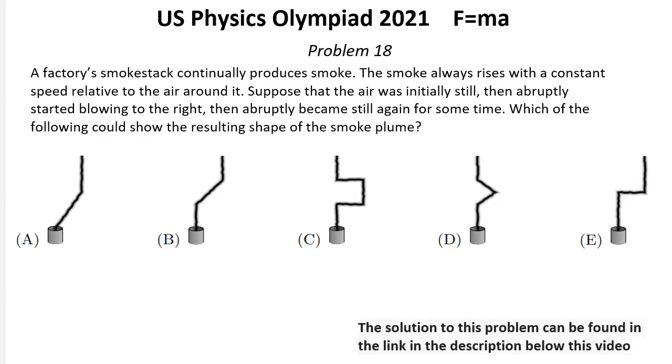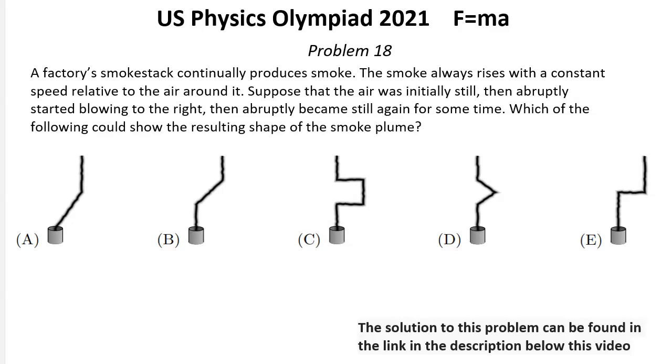Problem number 18. A factory's smokestack continuously produces smoke. The smoke always rises with a constant speed relative to the air around it. Suppose that the air was initially still, then abruptly started blowing to the right, then abruptly became still again for some time. Which of the following could show the resulting shape of the smoke plume? Solution for problem number 18.